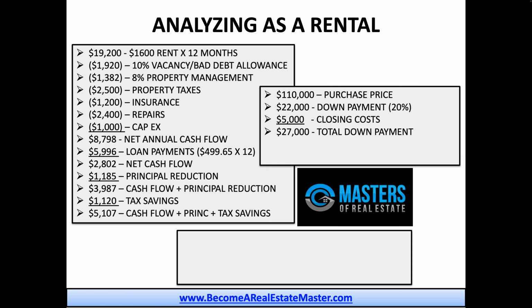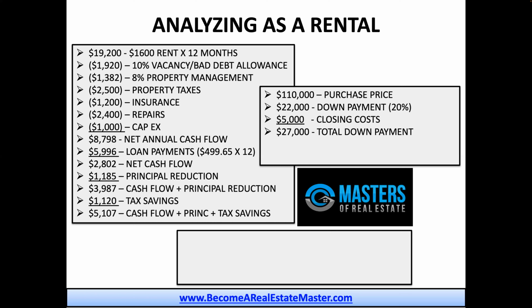So let's do the math here. If you are buying it, based on that previous example, for $110,000 in purchase price, and you're putting 20% down plus $5,000 in closing costs, that is a total down payment of $27,000.